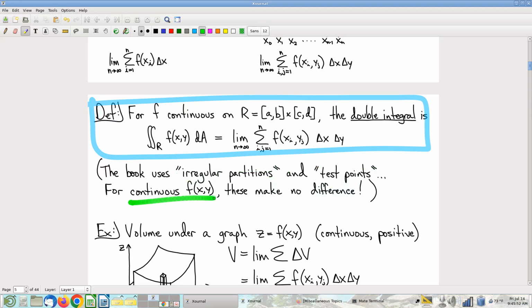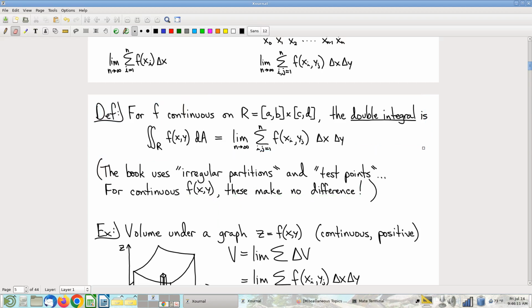We're going to be focusing on continuous functions, and for continuous functions, you don't get any different answers no matter how you slice, no matter which points you use. It's all the same. And so, for our purposes in Math 212, what's the point? Okay, no pun intended.